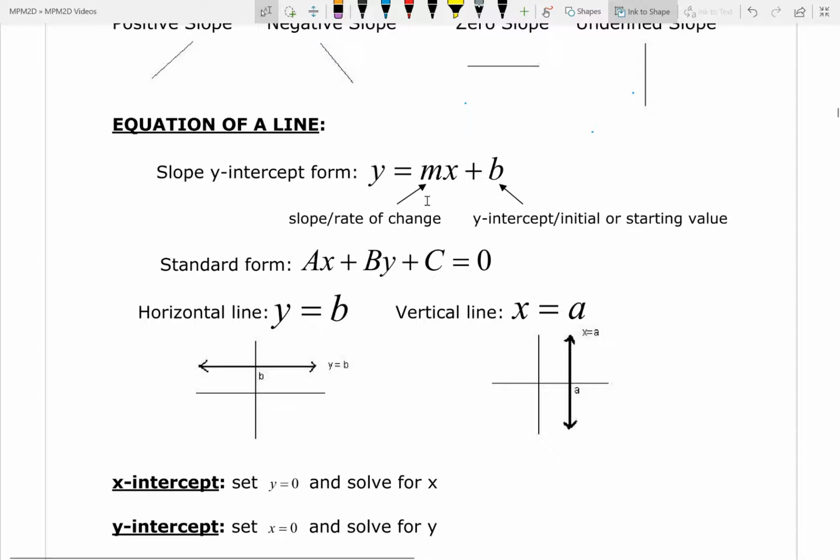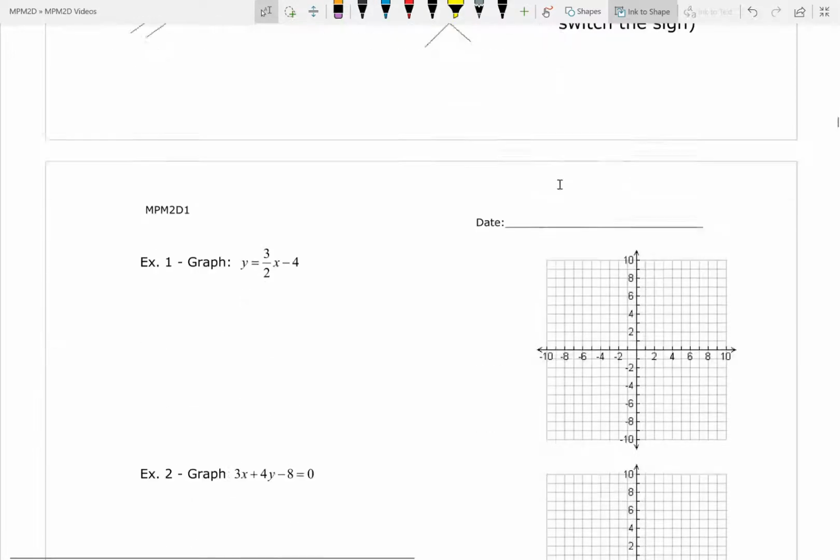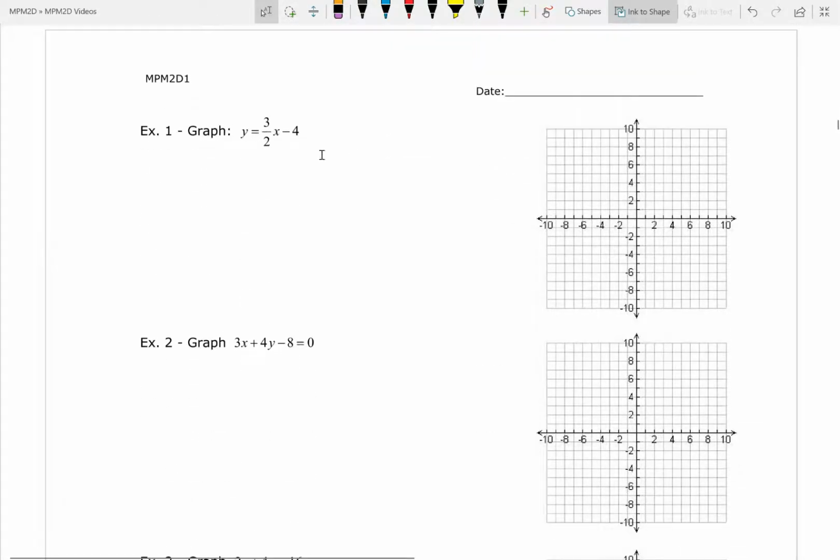And so you have your y and your x, which are the two variables, your independent and dependent. Your m is representing your slope, a rate of change, and that was a constant value. And b is also a constant value. It also represented our y-intercept or our initial or starting value. So we're going to do some examples on graphing lines.